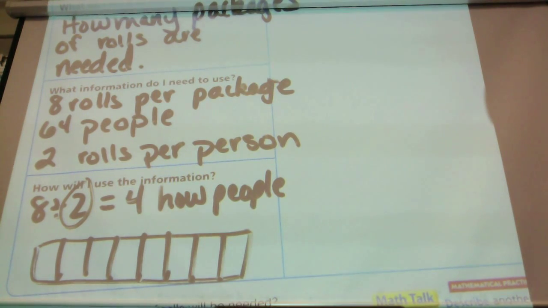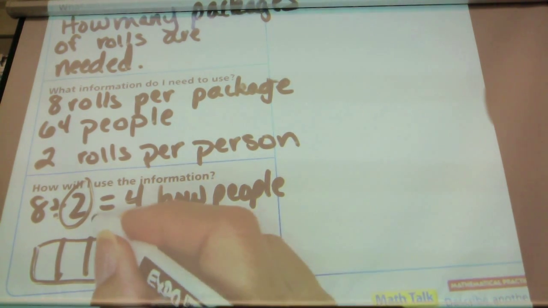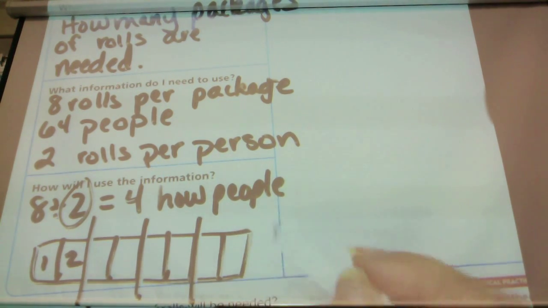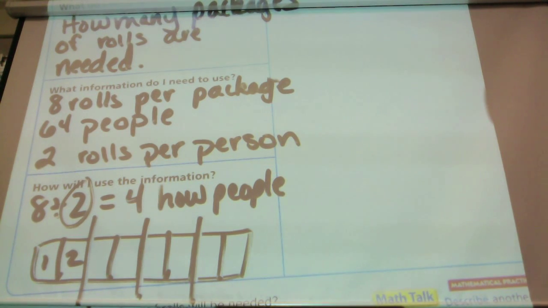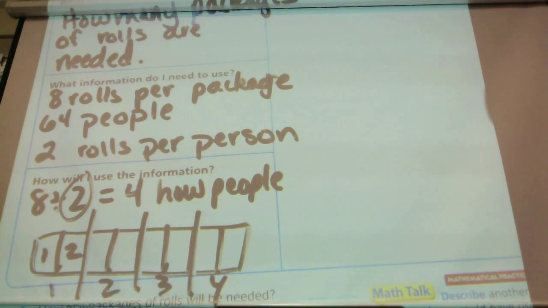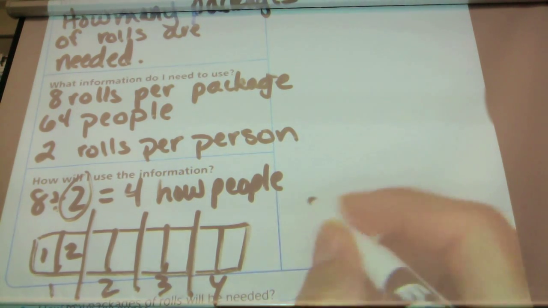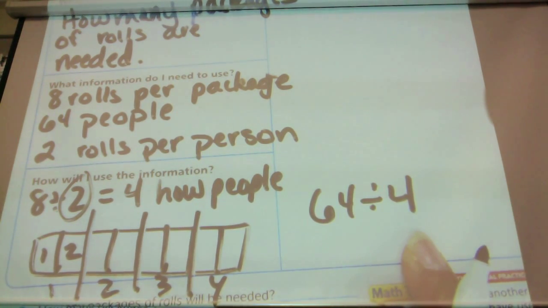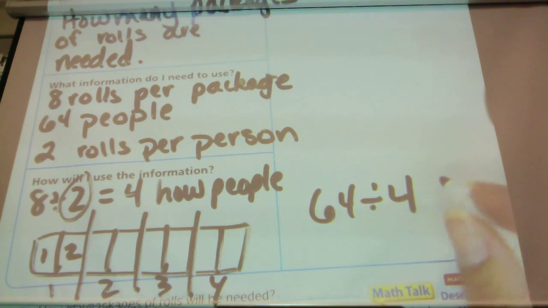Okay, so if this is my package of 8 rolls, and that's for one person, right? Because 1, 2, they get 2 rolls per person. One person, another person, another person. How many people did I feed per package? 3. No, 1, 2, 3, 4. So the method that Ethan does, he's figuring out how many people per package can I feed. And I can feed how many people per package? 4. So then if I take 64 and I divide it by 4, I know I can get 4 people per package, this is going to give me my answer.